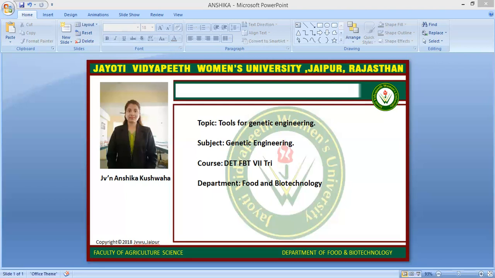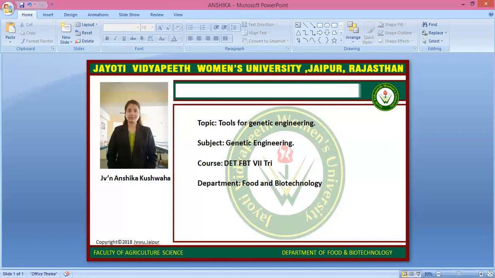Then last one is seven, identifying transgenic organisms. Not all cells will take up DNA during transformation. Therefore, it is essential to identify the cells that underwent transformation and those that have not. Generally, plasmids carry genes for antibiotic resistance, and transgenic cells can be selected based on the expression of those genes and their ability to grow on media containing that antibiotic. So this is all the genetic tools for genetic engineering.